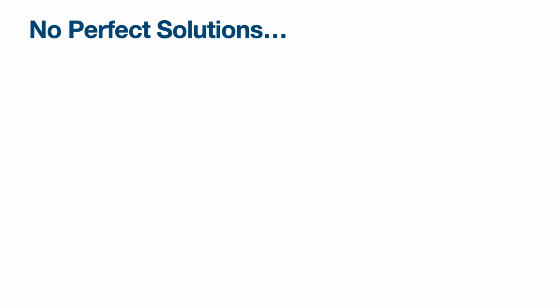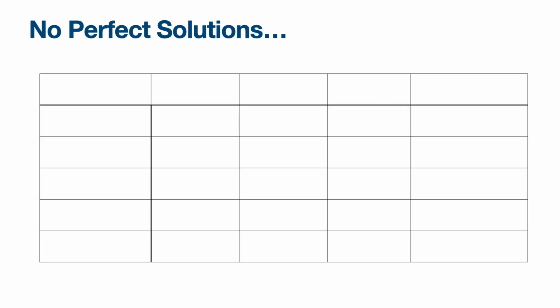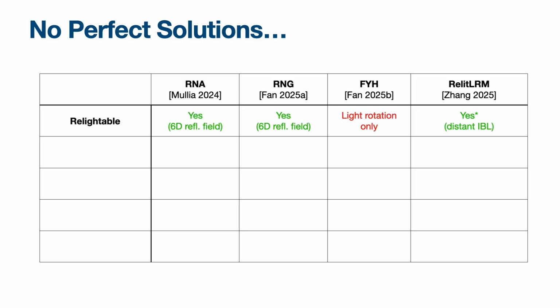So basically none of these are perfect. We can actually make a table like this. The relightability is true for most of the methods, except the FreeHands method actually only allows light rotation. So that's not full relightability. All of them are neural. They don't make any GGX assumptions, anything like that.